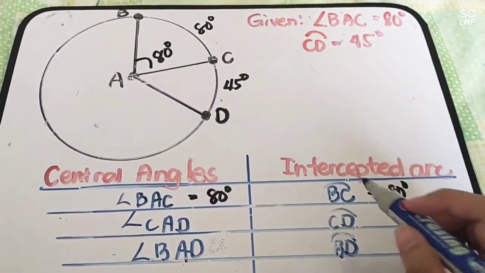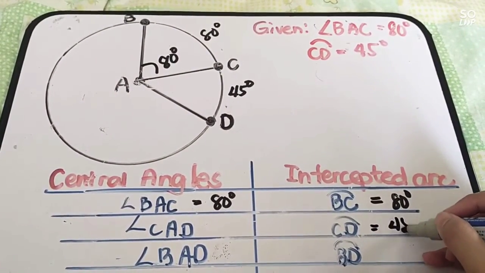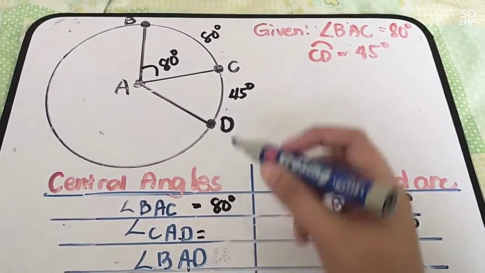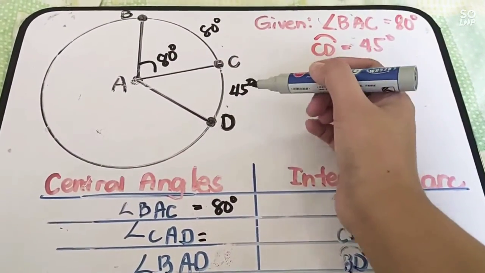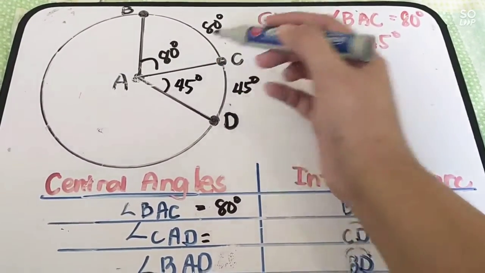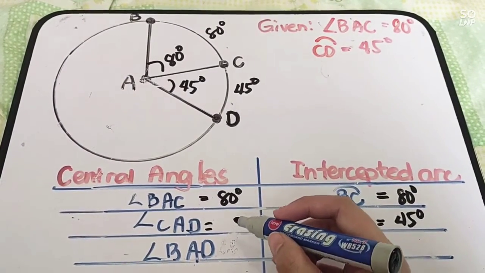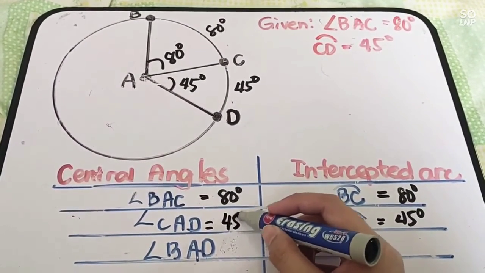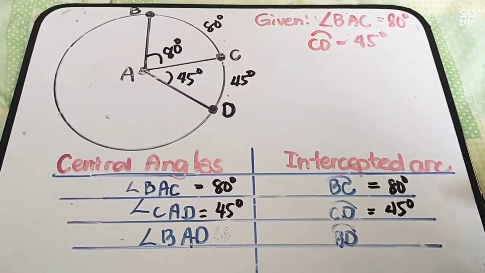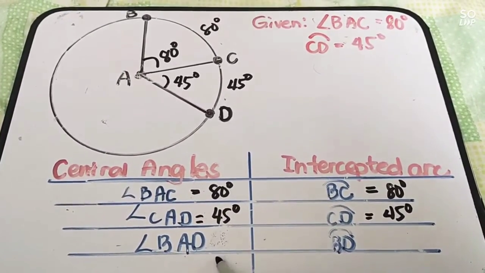Next, we have arc CD. Arc CD is 45 degrees. Therefore, what's the measurement of angle CAD? It is also 45 degrees, again by using the central angle intercepted arc postulate. Okay, next. What is the measurement of angle BAD?